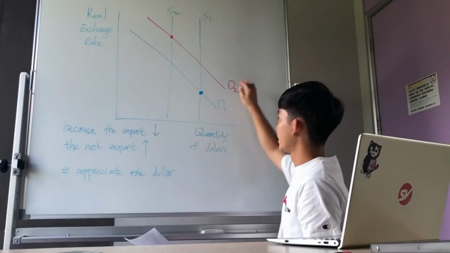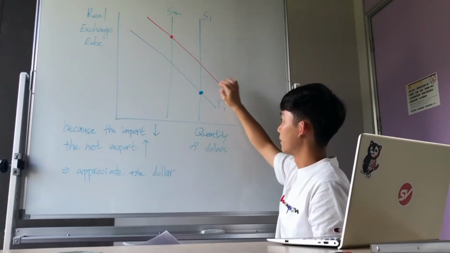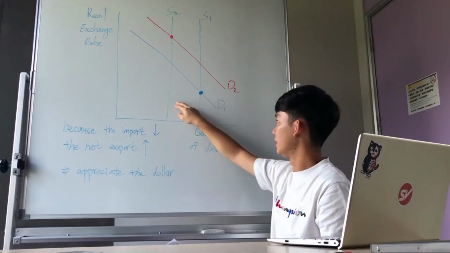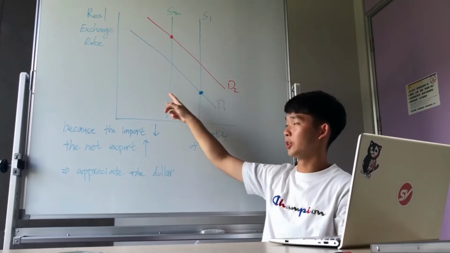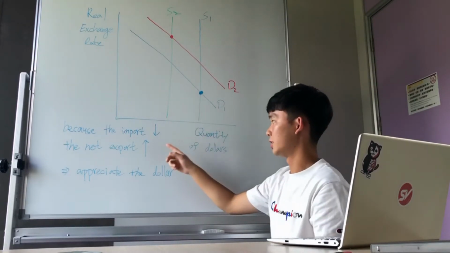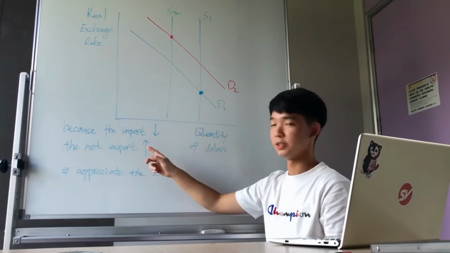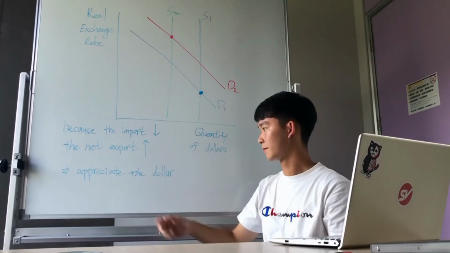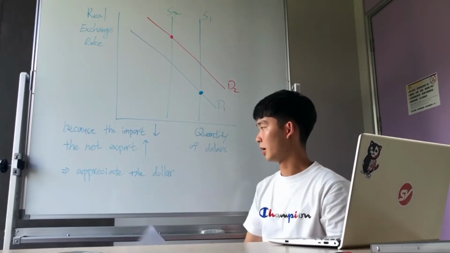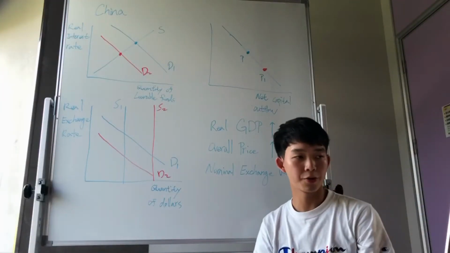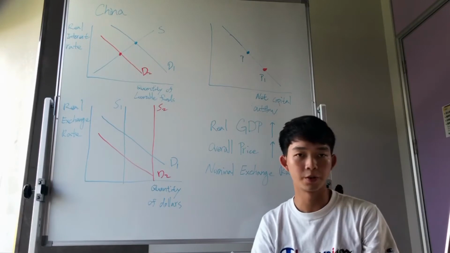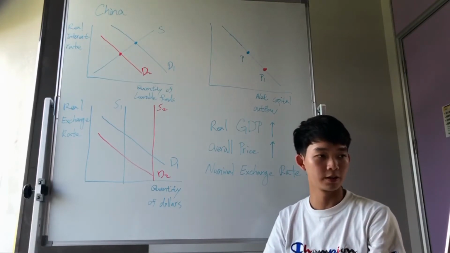In this graph, we can see the supply will shift to the left and the demand will shift to the right. So the real exchange rate will increase. Because imports decreased, the net export will increase, hence causing the appreciation of the dollar.